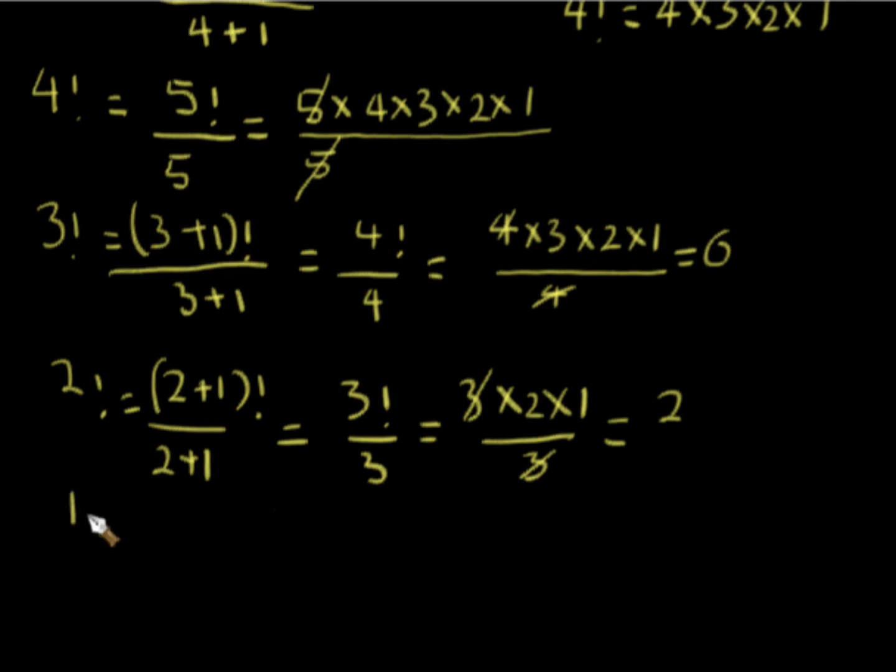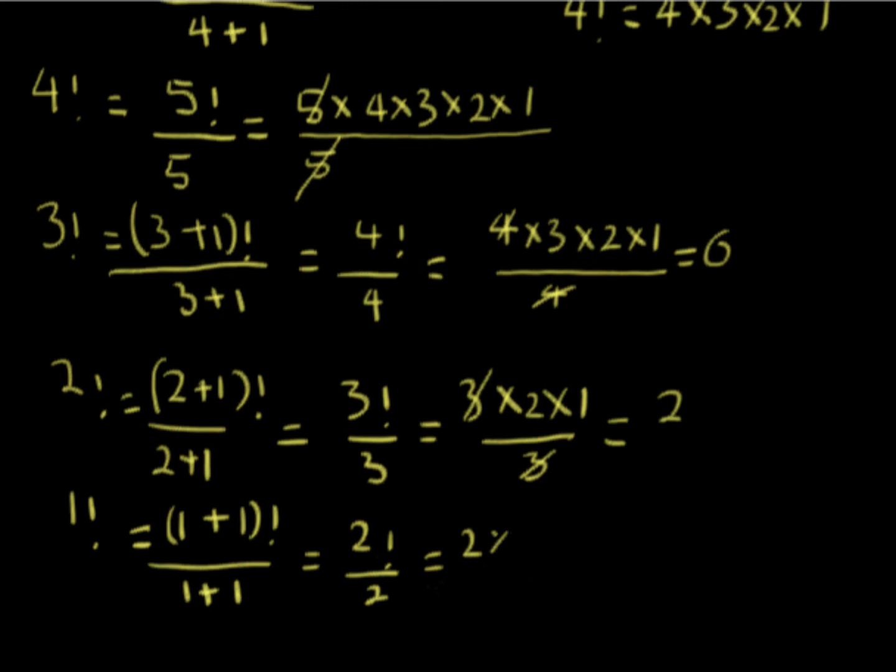Then 1 factorial now gives us 1 plus 1 factorial divided by 1 plus 1, right? So that gives us 2 factorial divided by 2, right? And 2 factorial is 2 times 1 divided by 2. 2 cancels, and we are left with what? 1. So 1 factorial is 1.